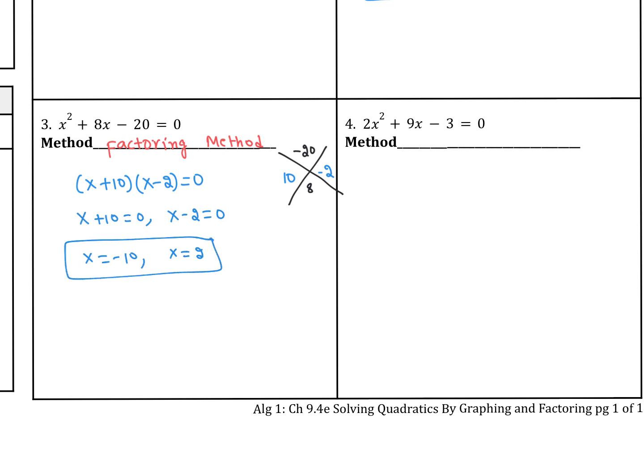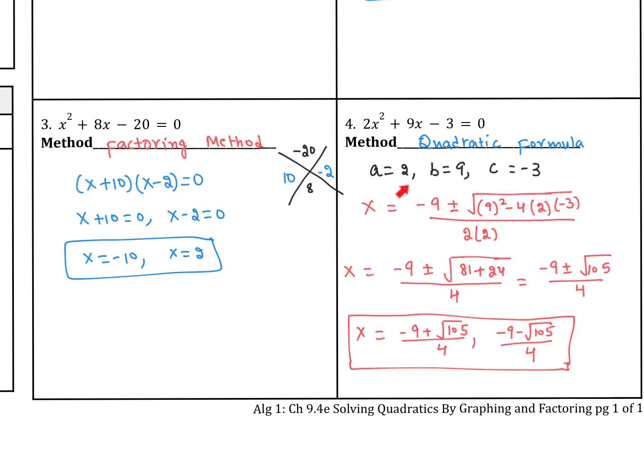For number 4, I'm going to use a quadratic formula. So it's a quadratic equation, and I'm going to use the quadratic formula for that. So a is 2, b is 9, and c is negative 3. You apply the quadratic formula, negative b plus or minus square root of b squared minus 4ac over 2a. So plug it into the formula. I'm going to get negative 9 plus or minus square root of 81 plus 24, and that's negative 9 plus or minus square root of 105 over 4. So you have two answers, one with the plus sign and one with the negative sign.